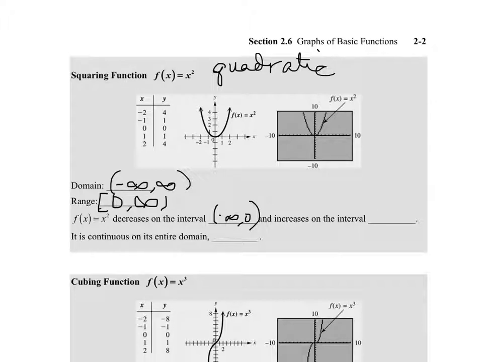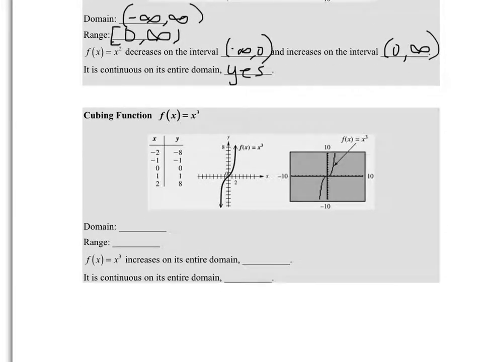Now, the interval that would be increasing starts at 0 and goes to positive infinity. That would be the section of the graph. As I move from left to right, it goes up. And it is continuous on the entire domain. There are no gaps, stops, or starts.